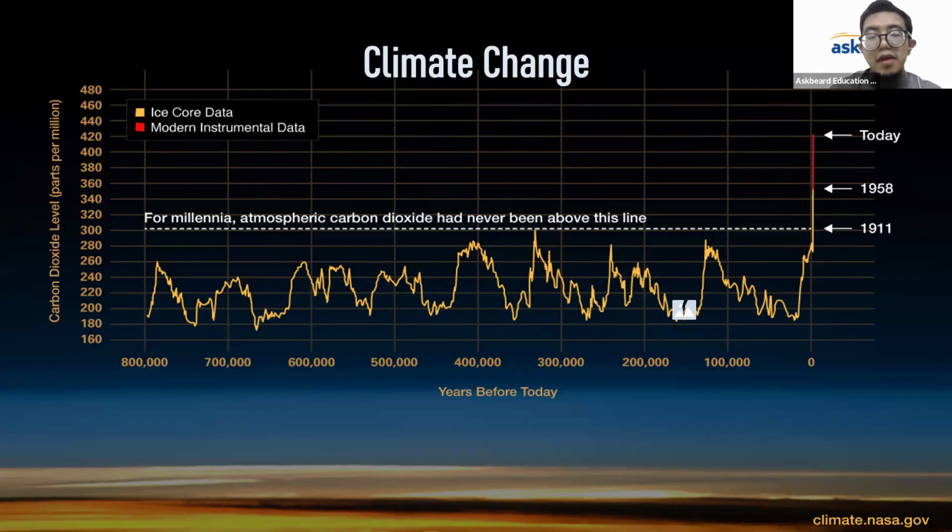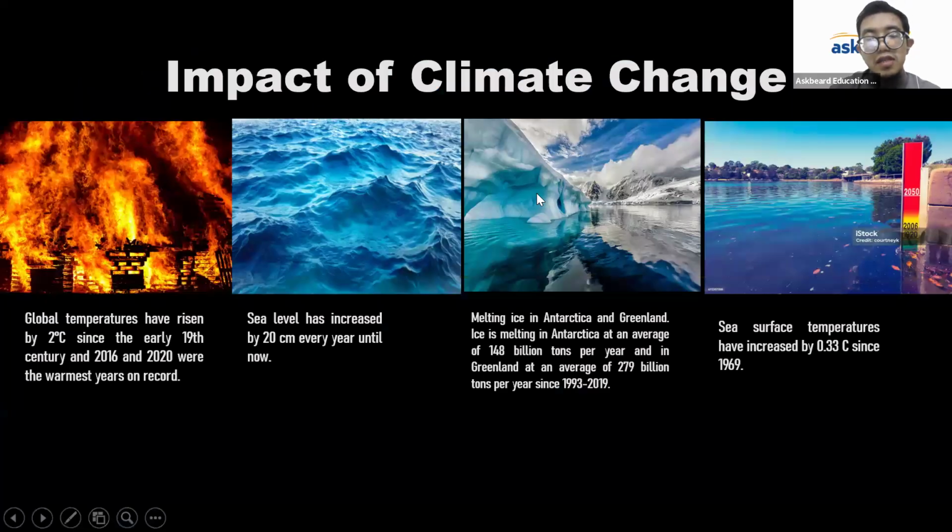So what are the impacts of climate change? The first impact is that the global temperature has risen by 2 degrees Celsius since the early 19th century until now. So what happens because of the global temperature increase? The ice in Antarctica and Greenland melts, and it results in the sea level increasing by 20 centimeters every year until now.